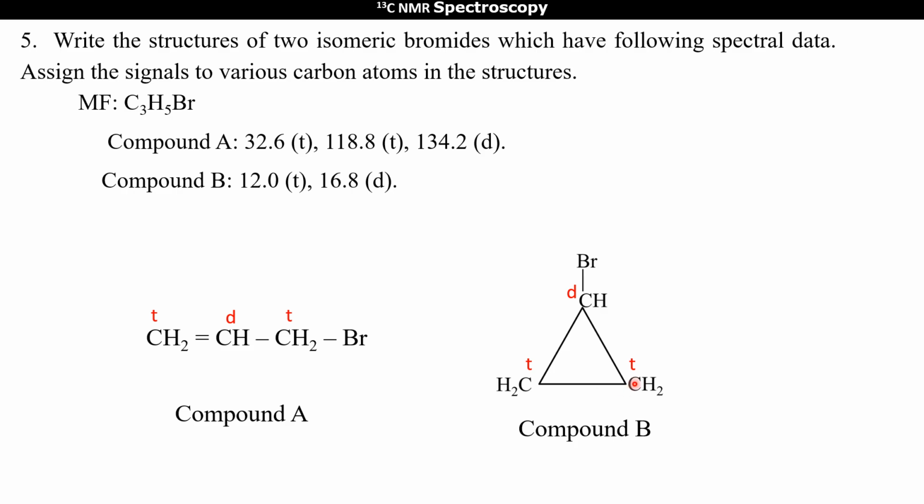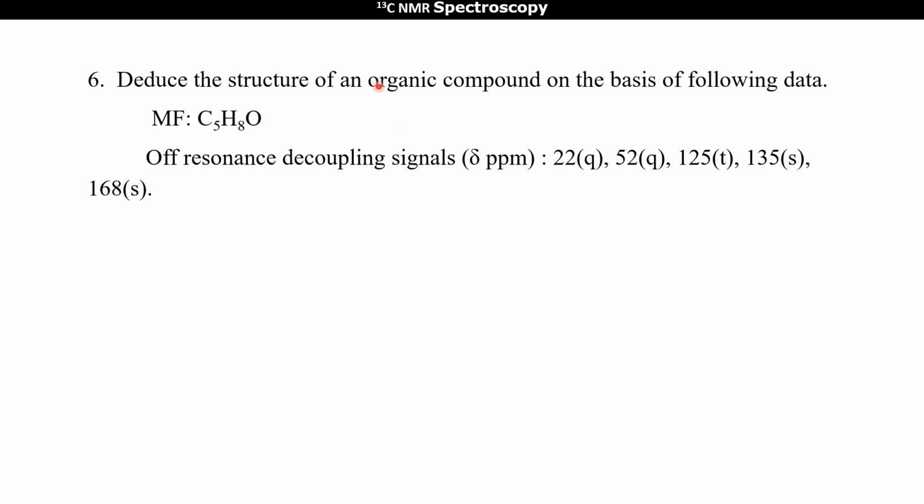There are two sets of carbon atoms. This is one set and this is the other set. It gives 16.8, a doublet. The downfield effect indicates it is attached to bromine, and these CH2 groups are equivalent and they give a triplet in the spectra. Therefore, this is the structure for compound B. Both compounds have the same molecular formula, C3H5Br.